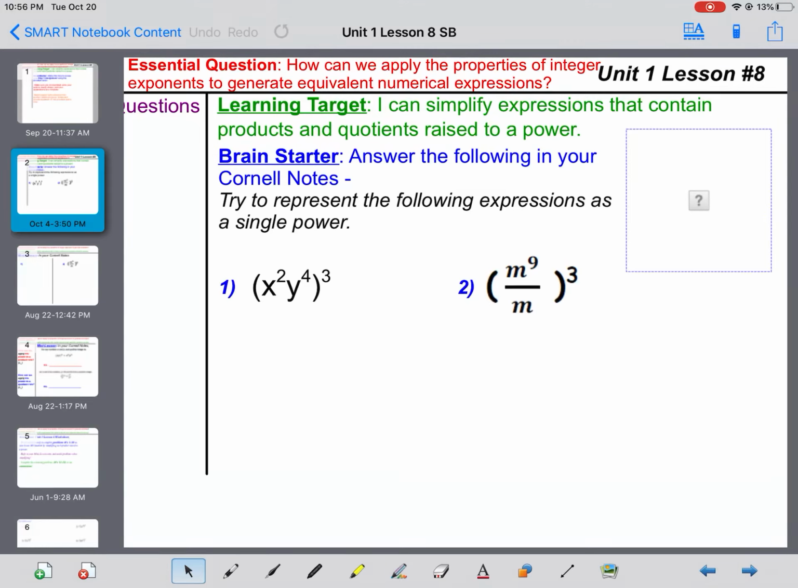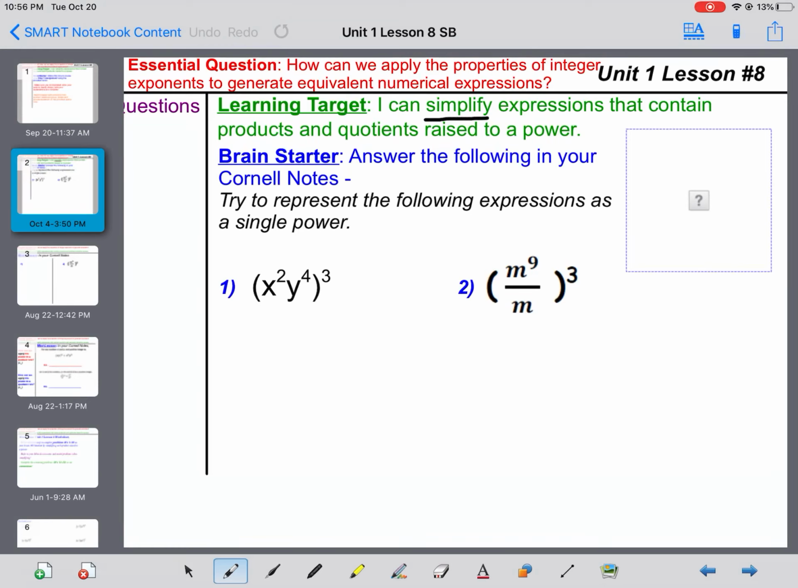Hey everyone, this is Unit 1, Lesson 8. The essential question is how can we apply the properties of integer exponents to generate equivalent numerical expressions. It's the same as it has always been since Lesson 1. The learning target is, I can simplify expressions that contain products and quotients raised to a power.